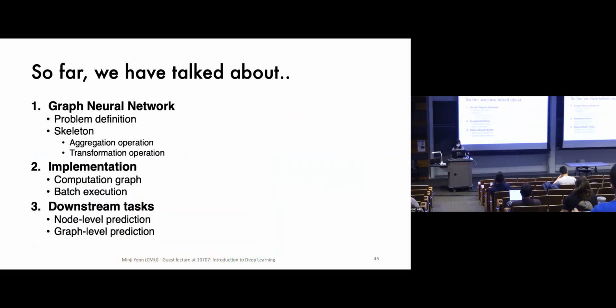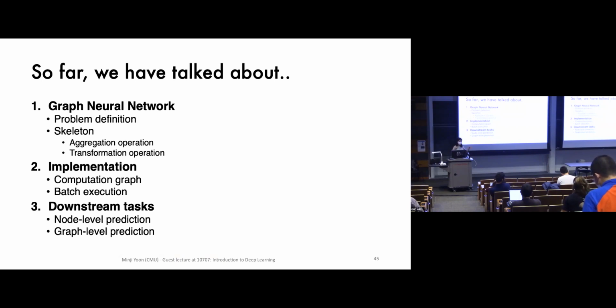So far, what we have talked about is graph neural networks. What is the problem definition? The input is an adjacency matrix, a node attribute matrix, and labels for some of the nodes. Then we want to find good node embeddings, and using those node embeddings, we're going to run several different downstream tasks.